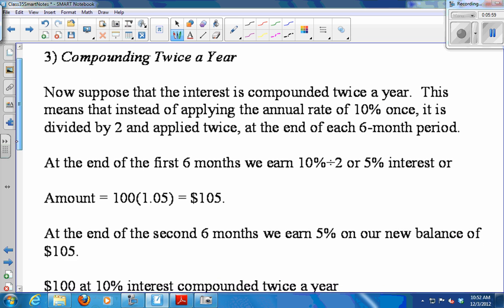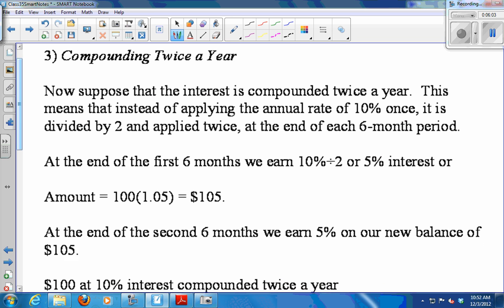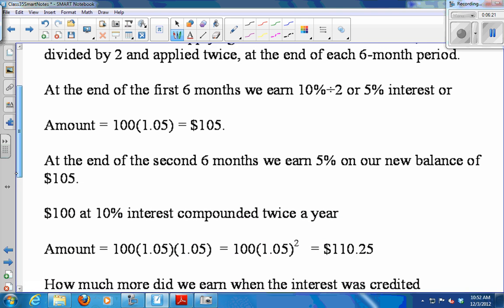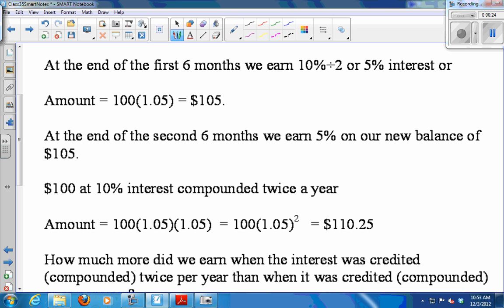But suppose that the interest is compounded twice a year. That means instead of applying an annual rate of 10%, it's going to be divided by 2 and applied twice. So we're going to get 5% every 6 months instead of 10% every 12 months. At the end of the first 6 months, we have our $100. We multiply by 1.05, the 1 because you keep 100% of what you have in there, and the 0.05 to add an additional 5%, and you get $105. So at the end of the 6 months, we have $105.